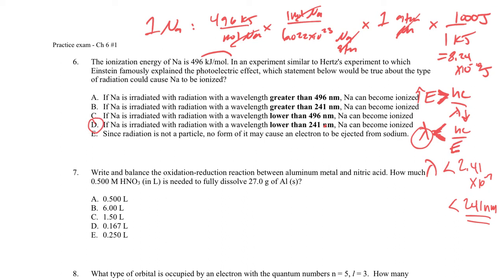So if sodium is irradiated with radiation with a wavelength lower than 241 nanometers, then the sodium atom can become ionized.